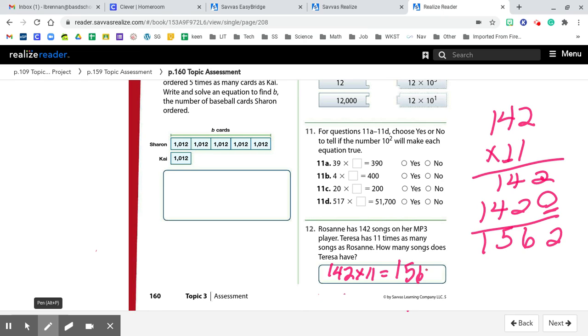1,562. And is that reasonable? Let's see. 142 times 10 would be 1,420. Move the decimal 1 place value. Yeah, that's pretty close. So we're good. And that's it. Good luck.